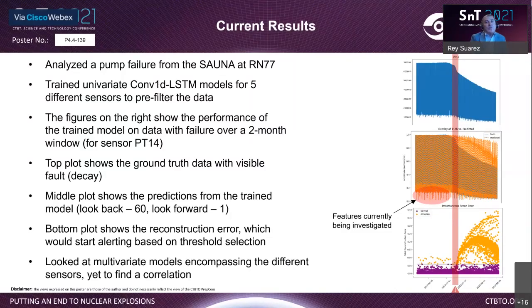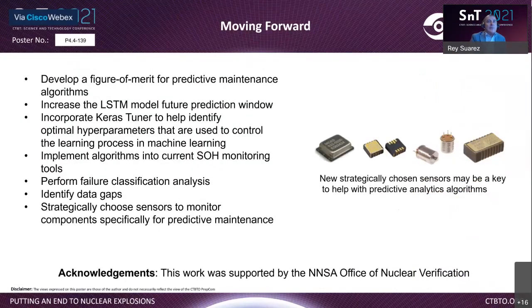We've been able to model the data well, and even in the case of a known failure, we're starting to see some features ahead of the time when we actually detected the failure. So we're continuing to look at that. And moving forward, we are looking at continuing to extend the prediction window and implement the algorithms into our actual tools for state of health monitoring, and perform some classification analysis, and then look for gaps in data and sensors to actually fill those gaps. And that's currently where we're at.